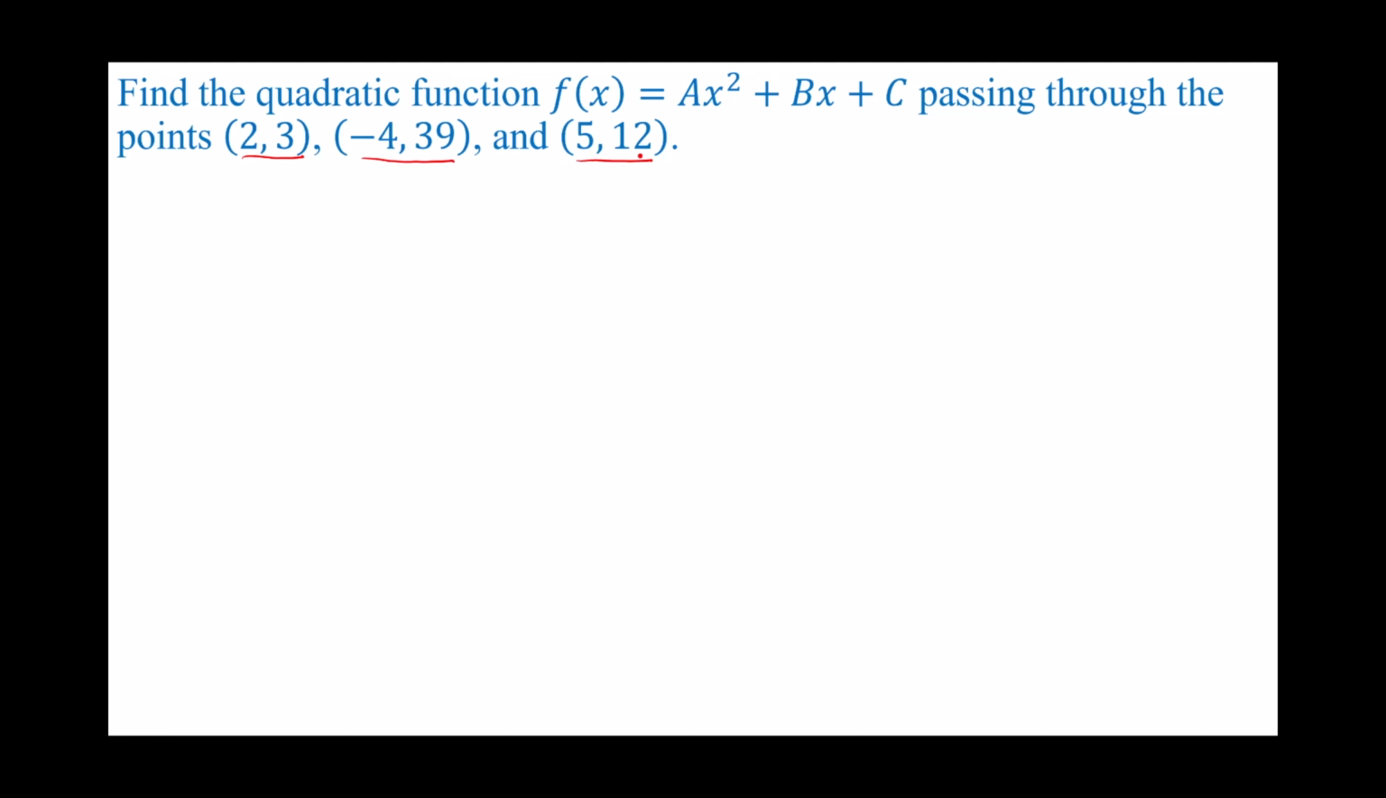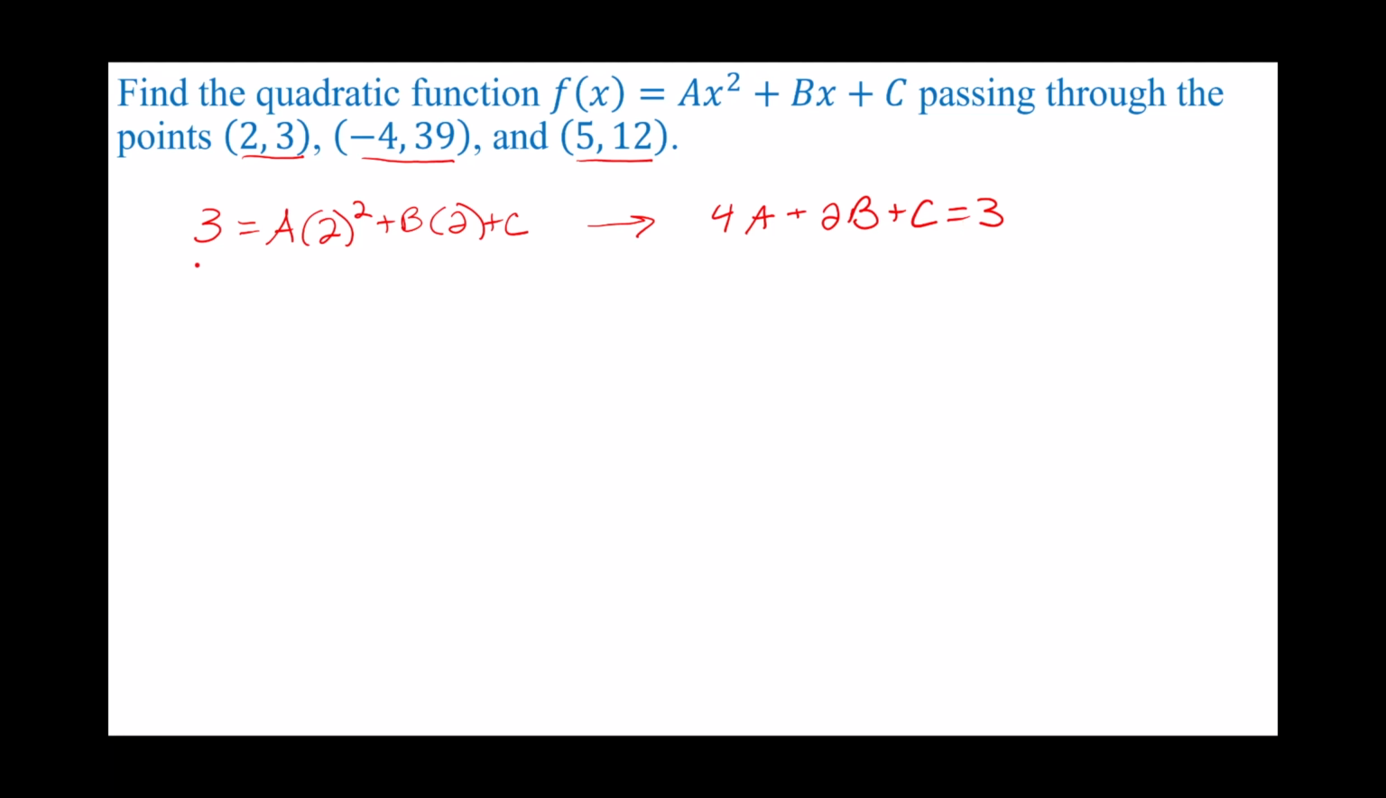So I have 3 points that I know this quadratic passes through. So I need each of these 3 points to work in my quadratic function. So I'm going to set up 3 equations with these 3 points. So the first equation, I'll use x is 2 and y is 3. So I have 3 equals a times 2 squared plus b times 2 plus c. So this equation is 4a plus 2b plus c equals 3.